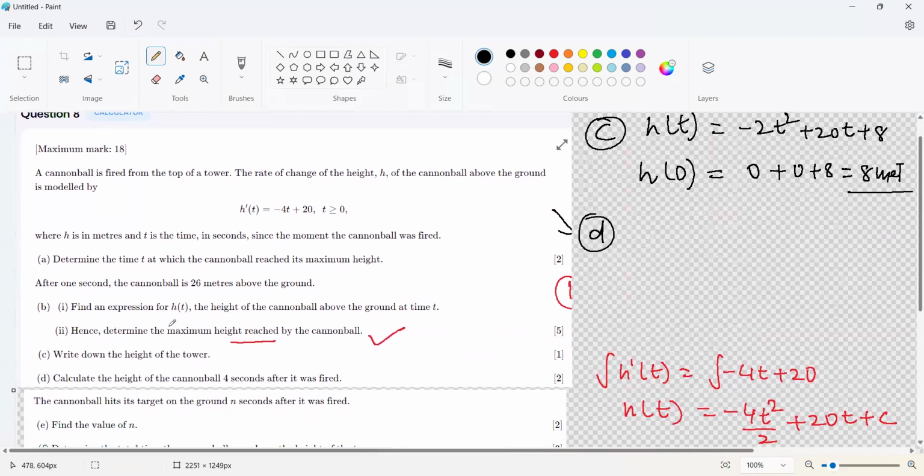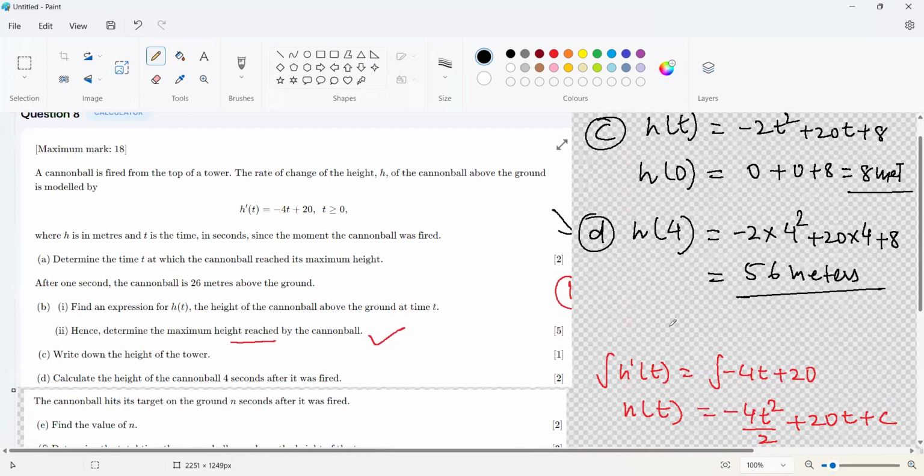Calculate the height of the cannonball 4 seconds after it was fired. So we need to find h(4). h(4) is negative 2 times 4 square plus 20 times 4 plus 8. So what is h(4)? h(4) comes out to be 56 meters, just by substituting t is equal to 4 in the height function.